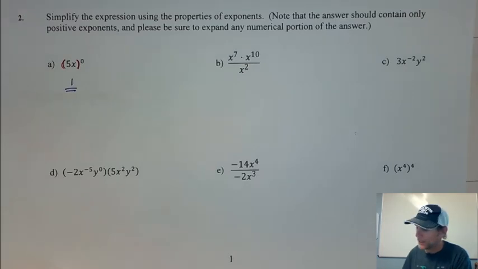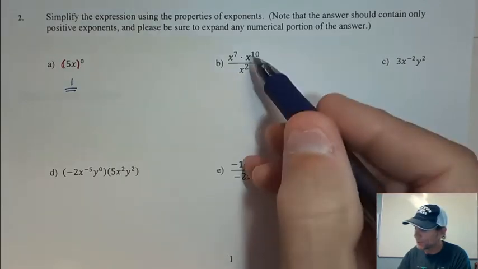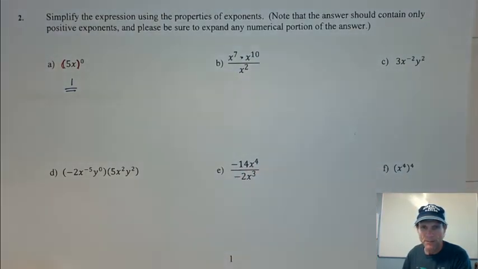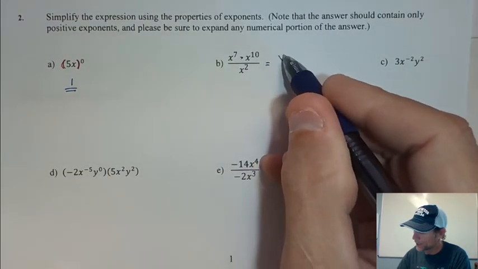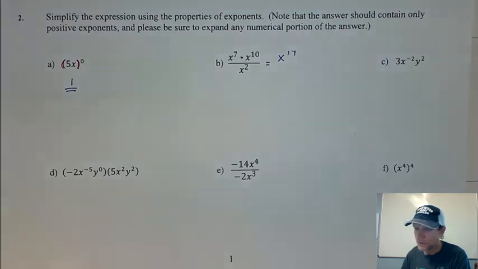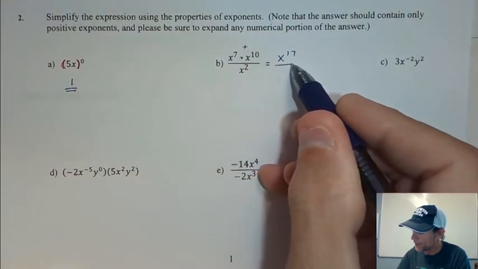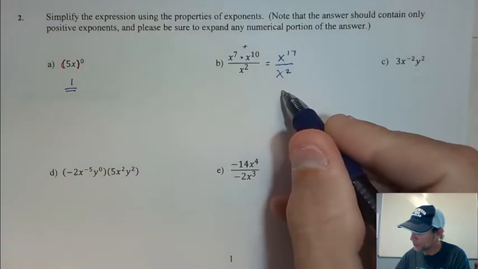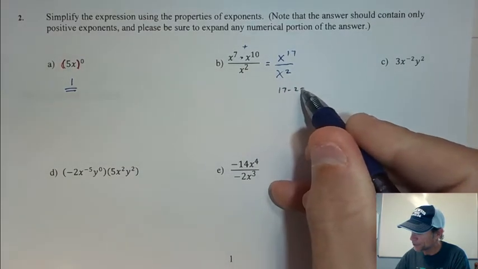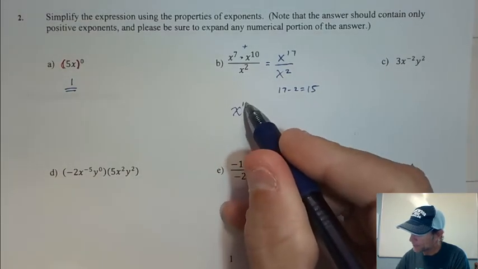Looking at B here, I have all the same bases, so I'm going to apply the product rule in the top of the fraction, and that means I'm going to add those together. So I'm adding the 7 and the 10. Then on the bottom I have x squared, so I'm going to apply the quotient rule where I subtract those. So I'm going to do in my head 17 minus 2 and get 15. And that's going to be x to the 15th.